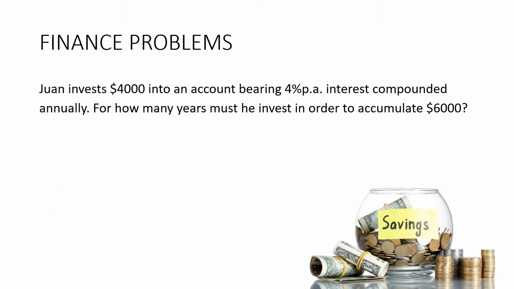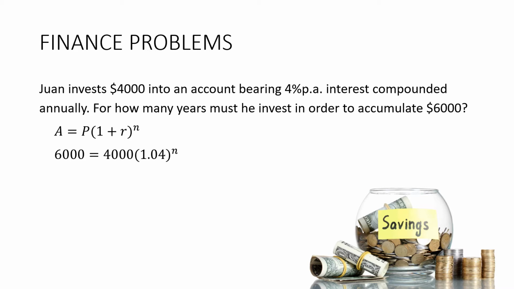One invests $4,000 into an account that bears 4% per annum interest compounded annually. For how many years must he invest in order to accumulate $6,000? All right, so we're going to start with our compound interest formula. A is equal to P, and then 1 plus r in brackets to the power of n. Now let's substitute in what we know. We know that the amount accumulated is 6,000. The amount initially invested, or the principal, is 4,000. 1 plus r is going to be 1.04, and we don't know n.